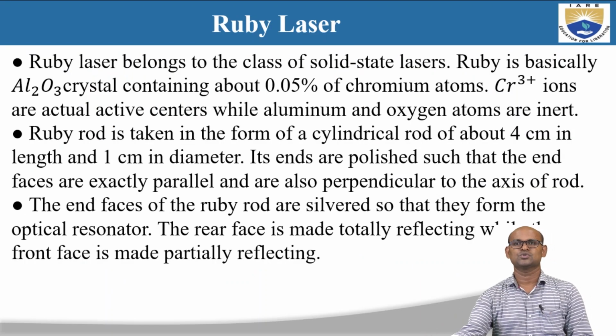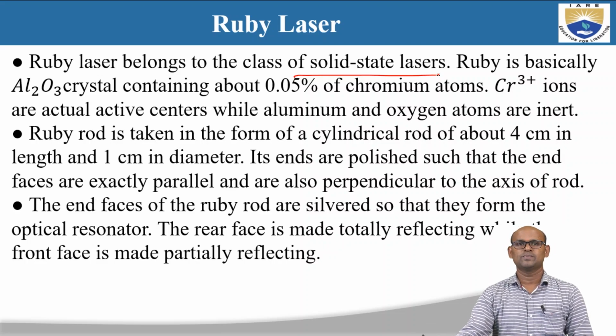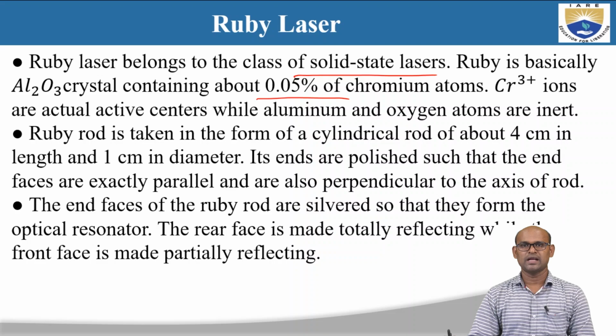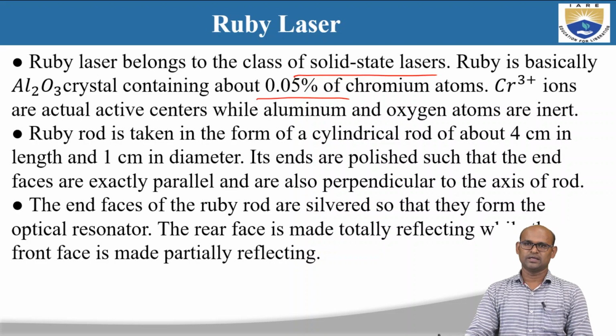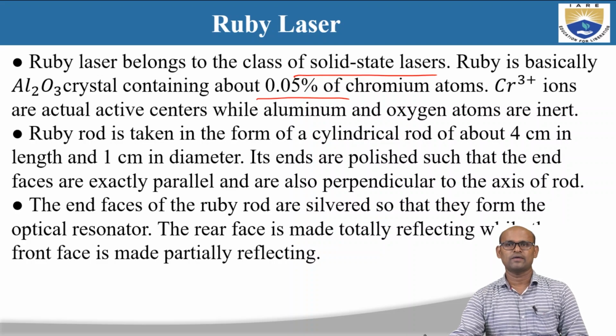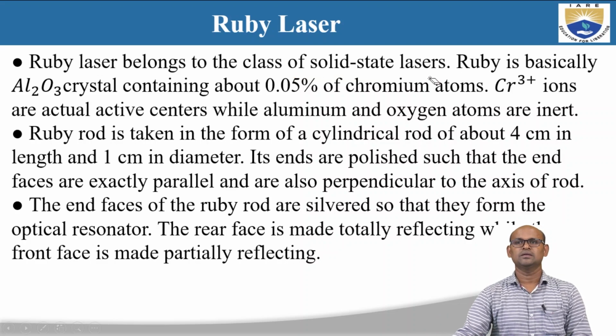Ruby laser belongs to the class of solid state lasers. Ruby is basically an Al2O3 crystal containing about 0.05% of chromium atoms. Chromium ions are the actual active centers, and aluminum and oxygen are inert. They are not going to participate in the reaction.